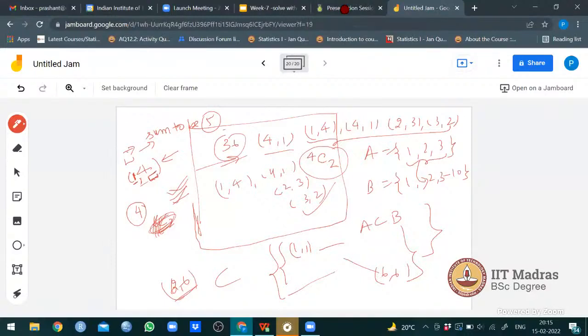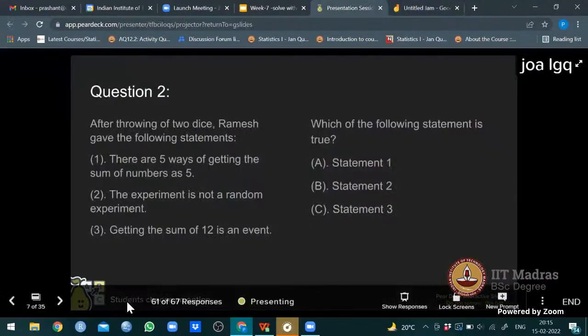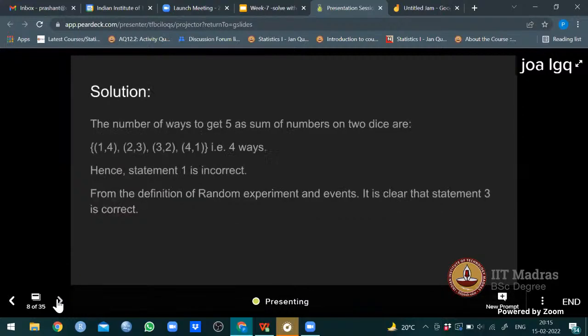Okay, let's move to the next question. This is simple counting principle. There are only 4 ways. So statement 1 is wrong, and by the definition of random experiment, it is clear that statement 3 is correct. Is it clear to everyone? Sir, I have a submission, sir.